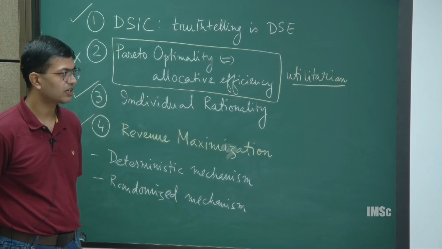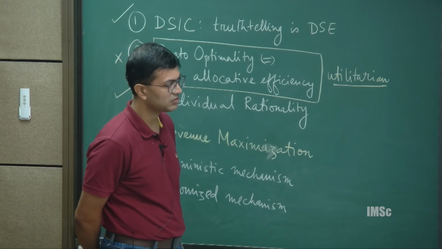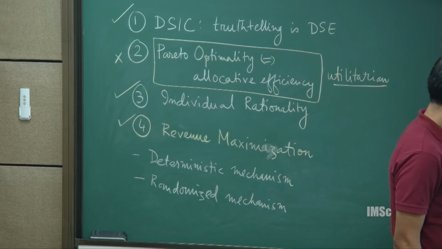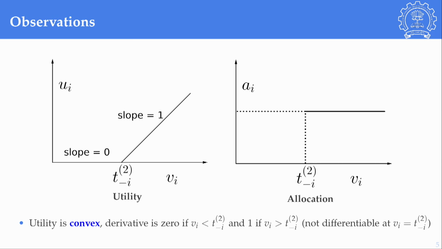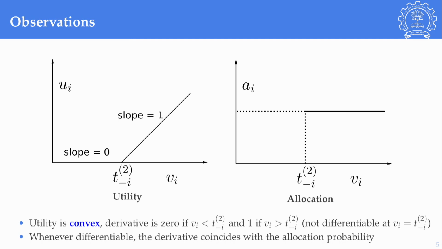Convexity, concavity, what kind of function is this? This is a convex function, right? If you connect any 2 points, the chord will always lie above this curve. So, at least in this particular example for the second price auction, we see that the utility is convex. It is not differentiable here, and in that case we can put any number between 0 and 1, and whenever the derivative exists, it is exactly the same as the allocation. We will reconnect these things when we are done with our characterization. So, the first observation is this utility is convex, and whenever differentiable, its derivative coincides with the allocation probability.